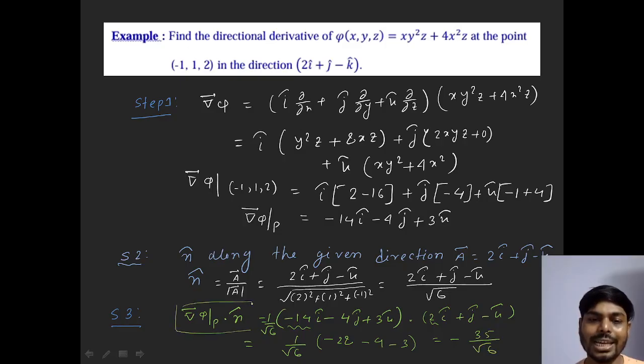So this is the directional derivative of phi at that point in this direction. This is so simple, right? So just practice by yourself, take several problems. If you find any difficulties, let me know in the comment box. We'll meet again. And that's all for the gradient. There is nothing more than that.